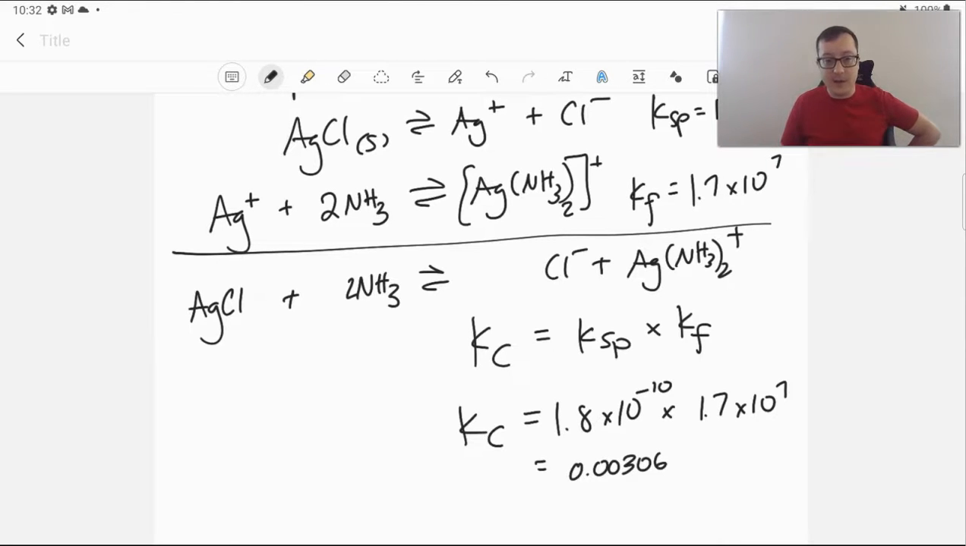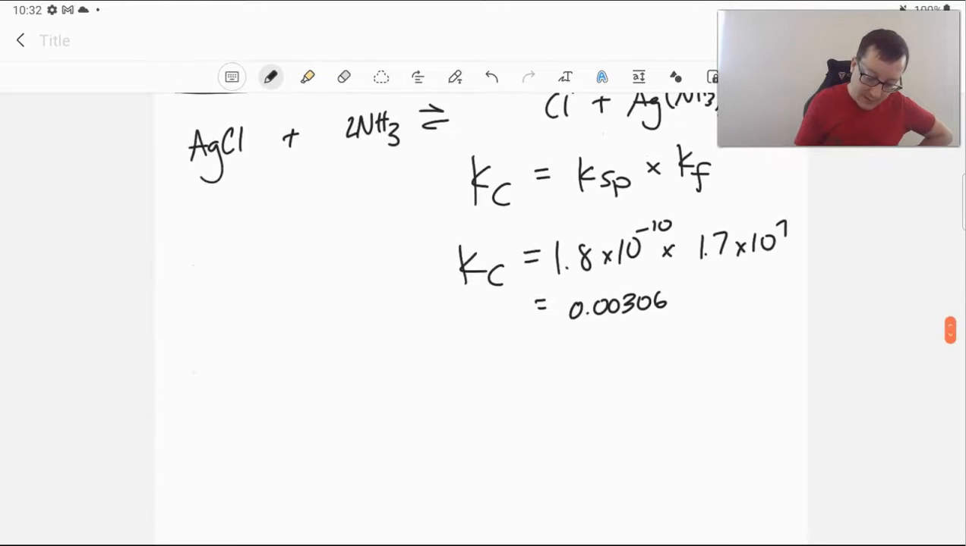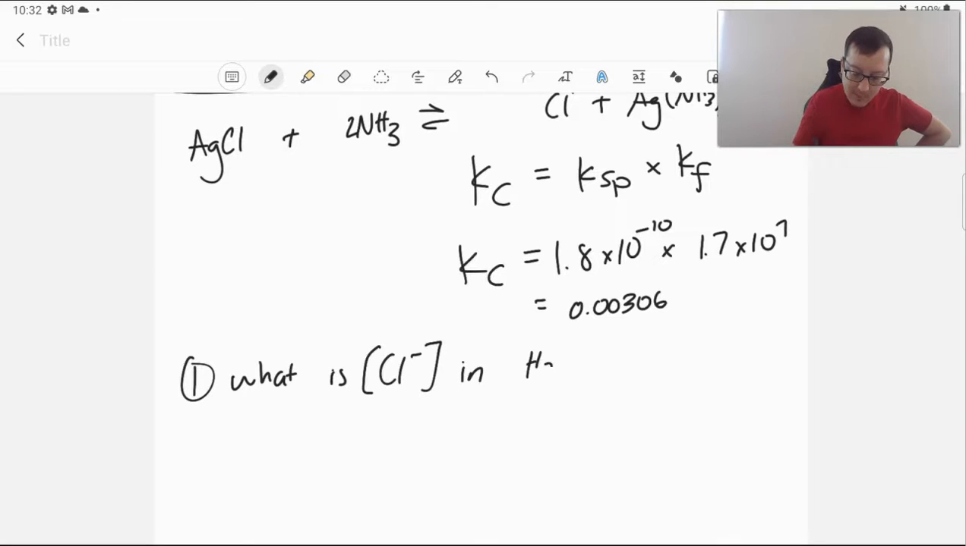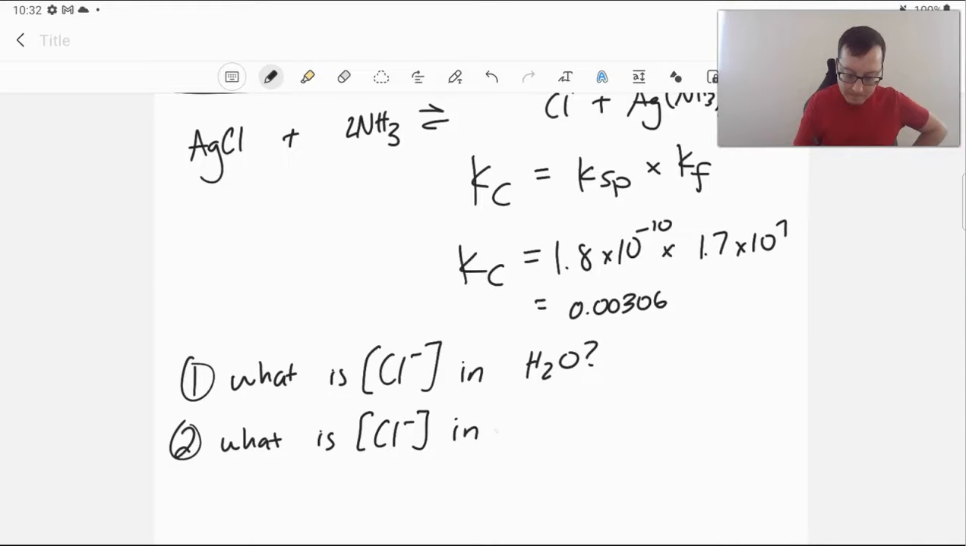Drastically so, in fact. With this information, let's go ahead and see the chloride concentration in just pure water and then with the ammonia added. So let's answer these questions. What is the concentration of chloride ions in pure water? And let's answer that same question in 1 molar ammonia. So we can go ahead and do this.